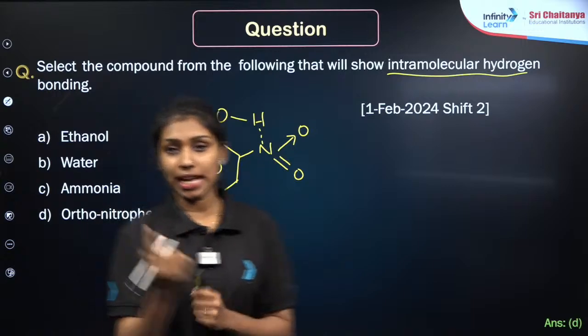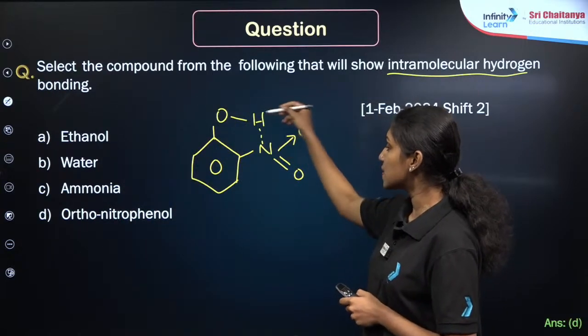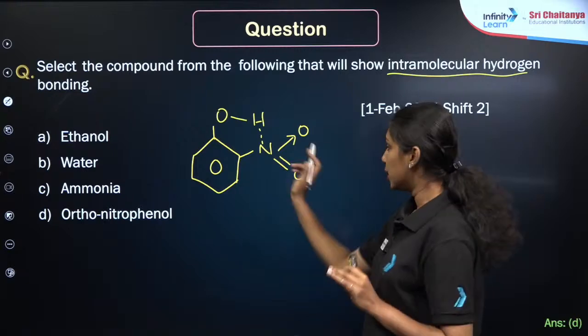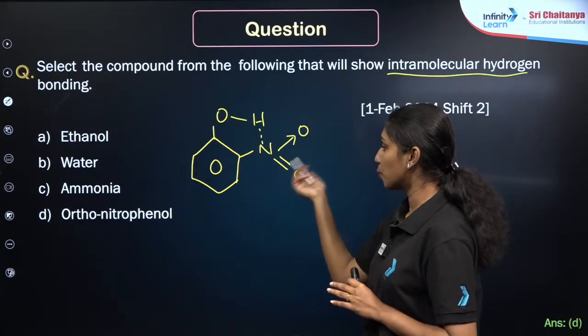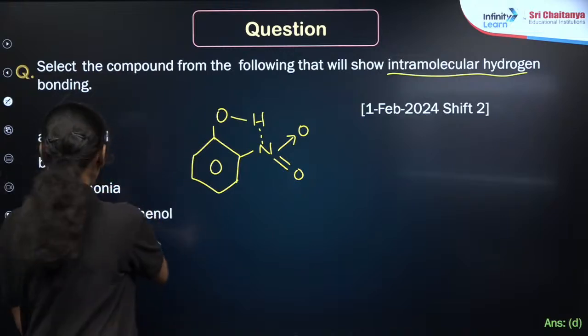This is the orthonitrophenol. There will be hydrogen bonding existing between the hydrogen and the nitrogen atom of the same molecule, the nitro group and the hydroxy group, right? So option D will be the correct answer. Clear?